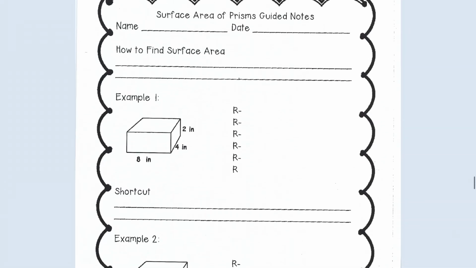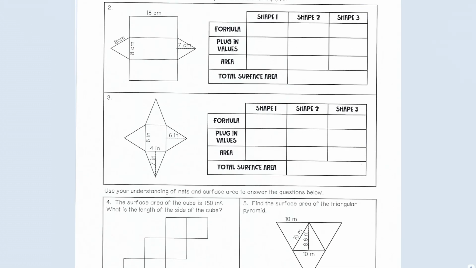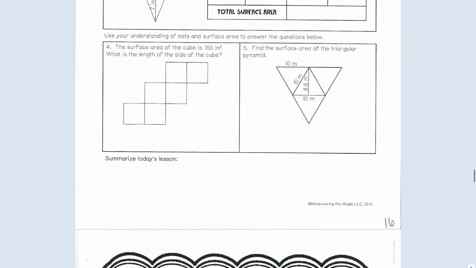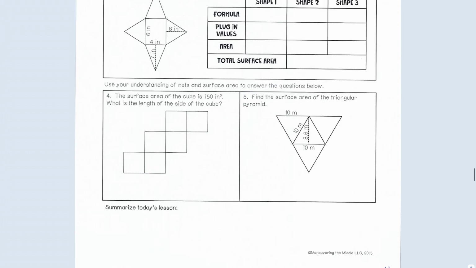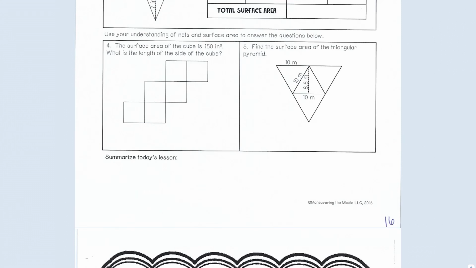Okay, so I'm going to be starting on page 16 because there were a few questions that we didn't do. In class together we did question 2 and question 3, so we should have those finished already. I want to talk about question number 4. Just a quick review: remember that surface area is the area of all of the faces, all of the sides of your three-dimensional figure, added together. When you work with a problem like number 4, it says that the surface area of the cube is 150 square inches. What is the length of the side of the cube?